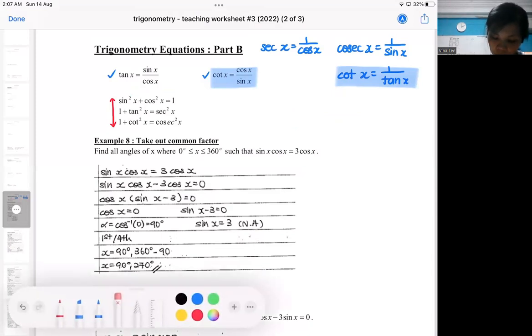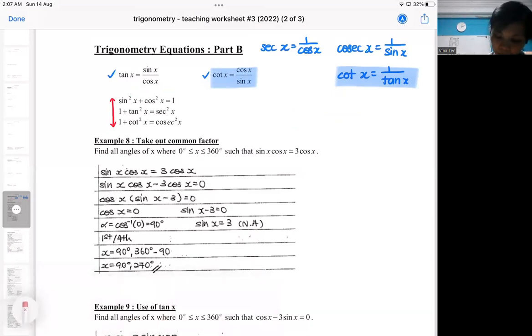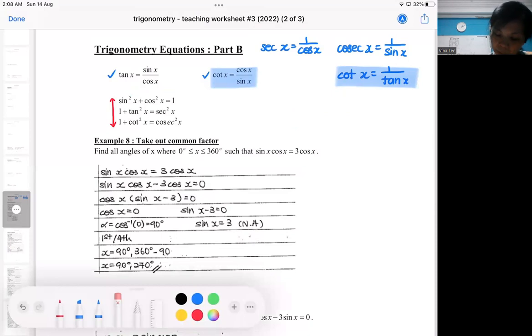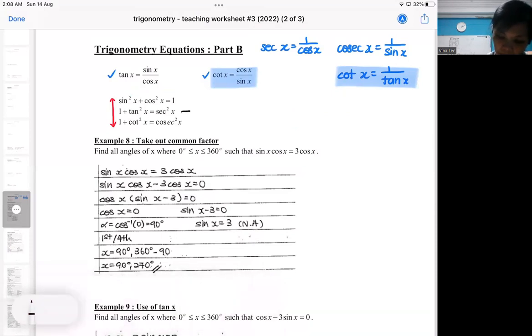So 1 plus tangent square equal to secant square can be shuffled as well. I can make tangent square the subject. That will be secant square minus 1. Same thing, I can shuffle this. I can have a cotangent square.